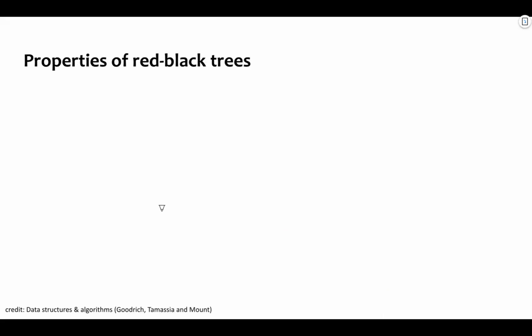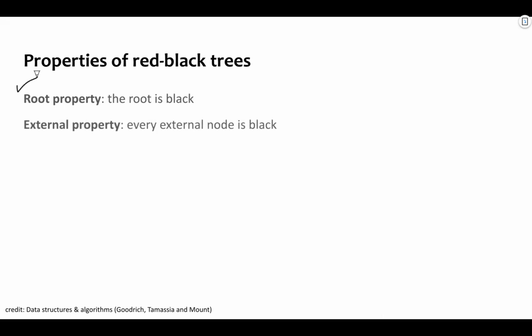Okay. And there are some special properties of red black trees. The first special property is called the root property. It means that the root should always be black. And there is another property. There was one question.